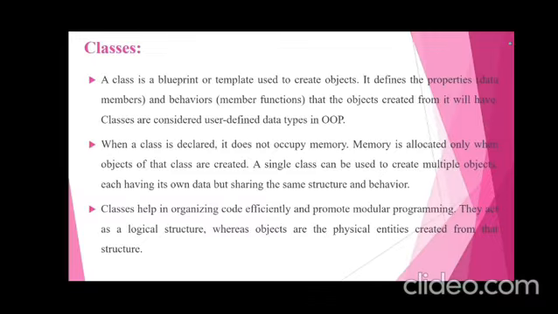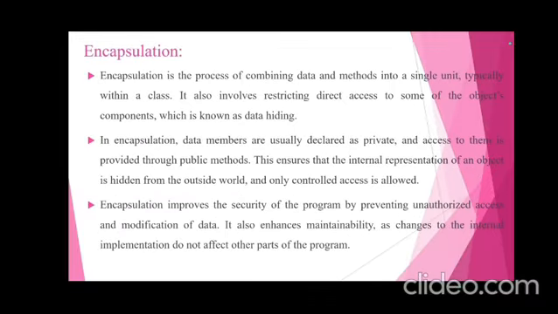So, the next one is encapsulation. Encapsulation is the process of combining data and methods into a single unit, typically within a class. It also involves restricting direct access to some of the object's components, which is known as data hiding. It means in object oriented programming, we group the data and the functions that operate on that data together inside one unit called a class.